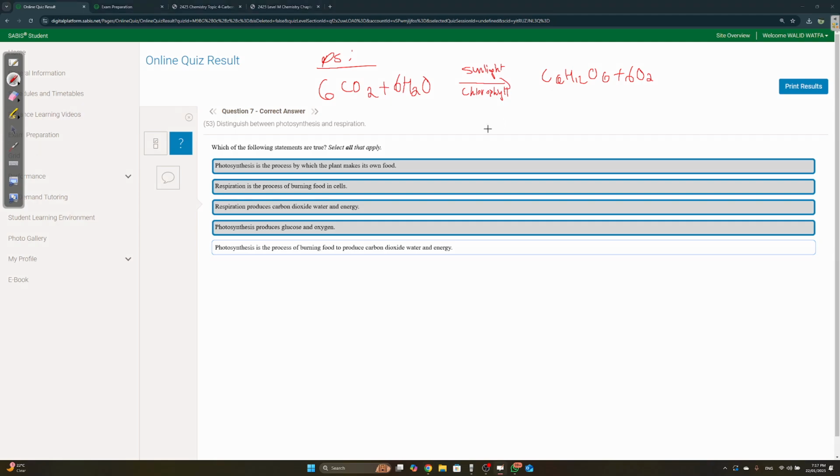If you want me to write respiration, it's going to be 6O2 plus C6H12O6 to produce 6CO2 plus 6H2O, right? Plus ATP. ATP is the bio term for energy. You could say energy.